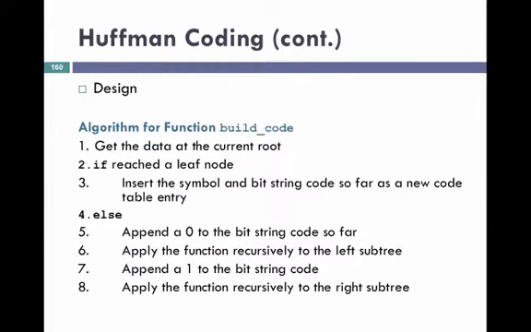Once we have the frequency table, then we build the codes. We get the data at the current root, and if we've reached a leaf node, we insert the symbol and bit string code so far as the new code table entry. Otherwise, we append a 0 to the bit string code so far and apply the function recursively to the left subtree, append a 1 to the bit string code, and apply the function recursively to the right subtree.